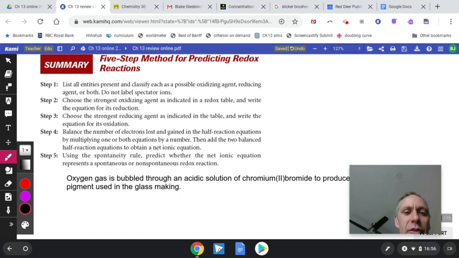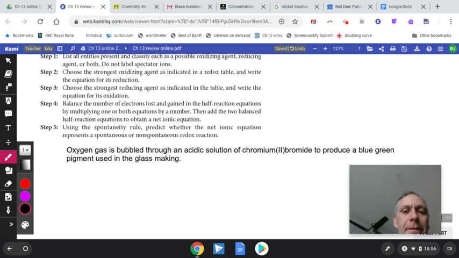5-step method. Usually students don't like this one as much as building their own half reactions. But if you don't know the products, you can't build your own half reactions because you don't know what is on the product side to balance the half reactions. So you have to look them up using your table of relative strengths.